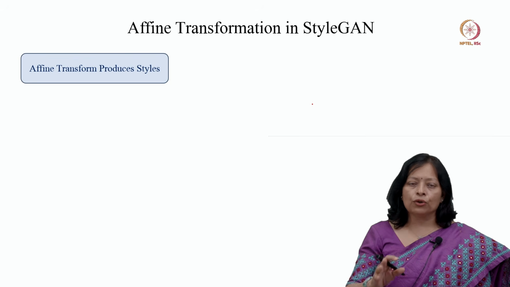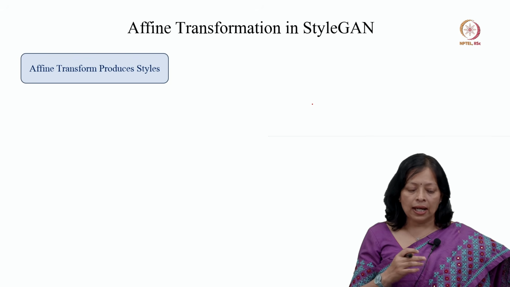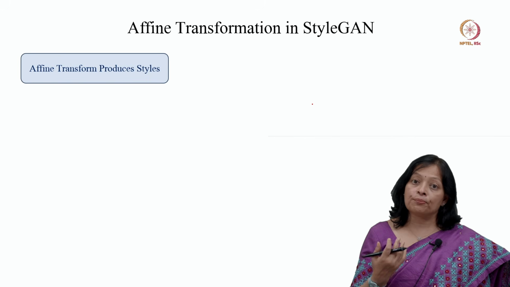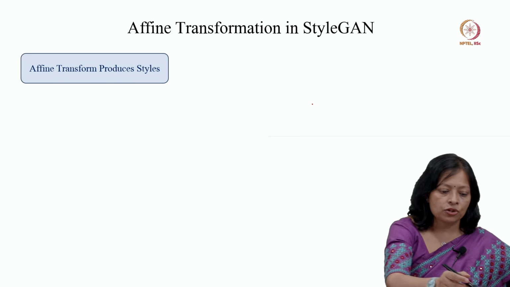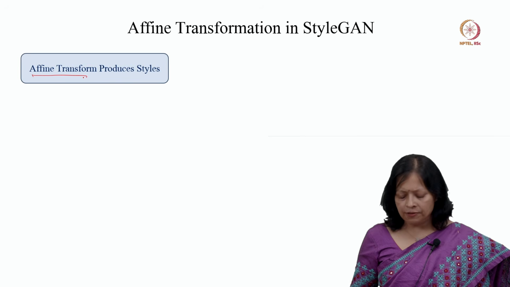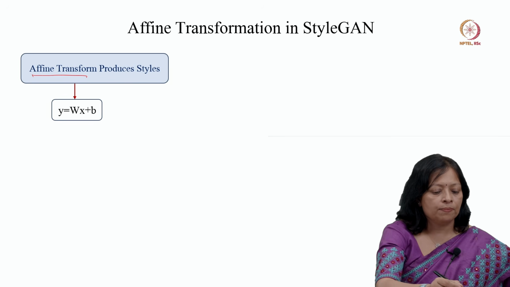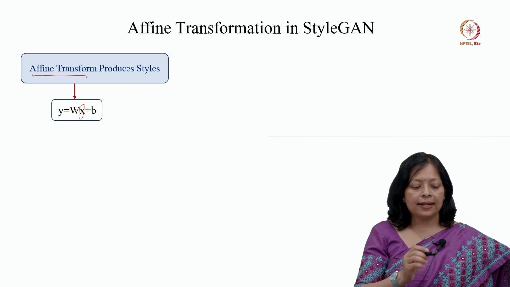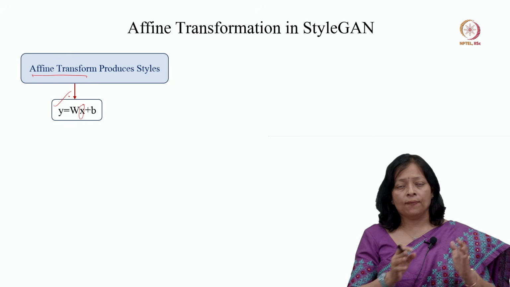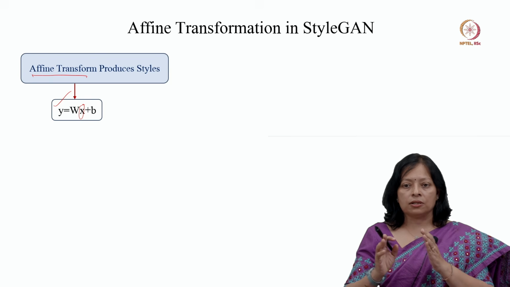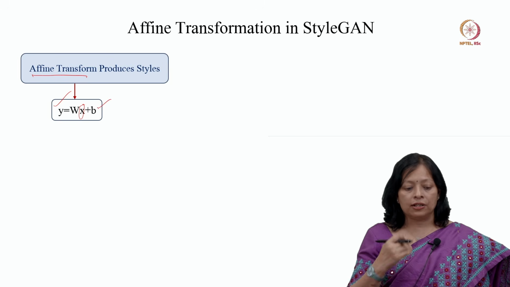Now, we will look into what this affine transformation in StyleGAN is. Affine transformations produce the styles. What exactly do I mean by the term affine transformation? Suppose I have an input x and it goes through a transformation y equals Wx plus b, where W is the trained weight matrix. This is called an affine transformation.